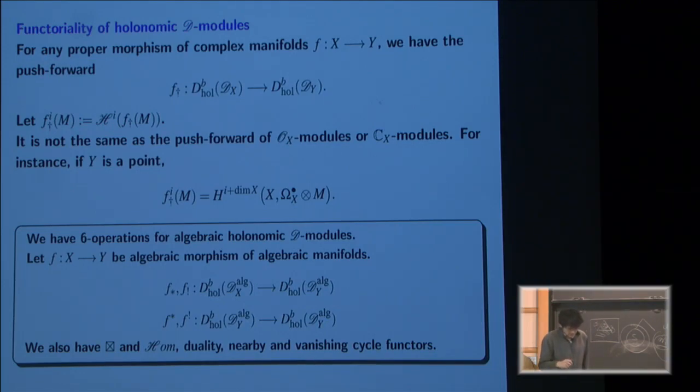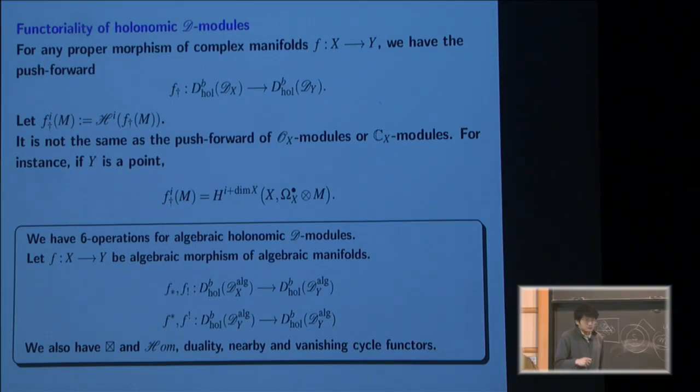And let me remark, this push-forward is not the same as the ordinary push-forward of sheaves or the push-forward of O-modules. For instance, if Y is a point, the target space is a point, then f_i dagger M is equal to the (i plus dimension X)-th de Rham cohomology of M, which is not equal to the cohomology of M.